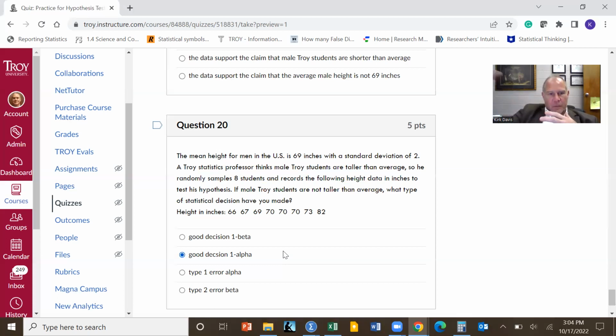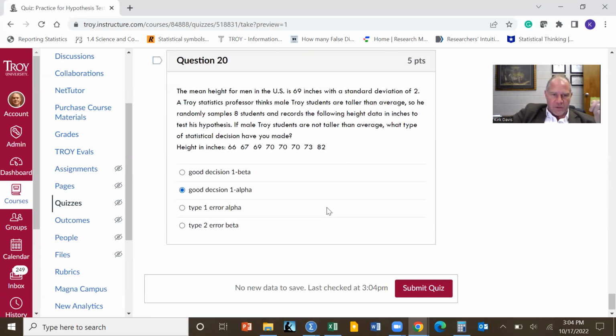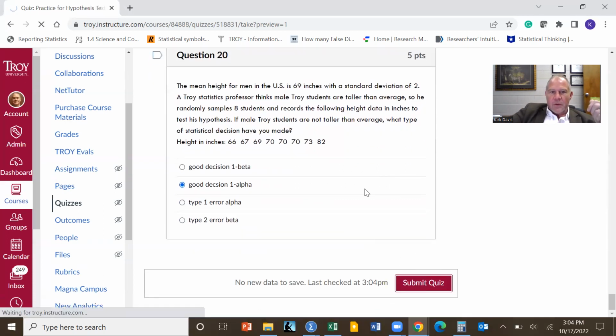It's like taking a pregnancy test and it says you're not pregnant and you're not pregnant, then you didn't find something and there was nothing to be found. I do apologize for the misspelling. I see that now. So this is a good decision called 1 minus alpha, or your confidence level.